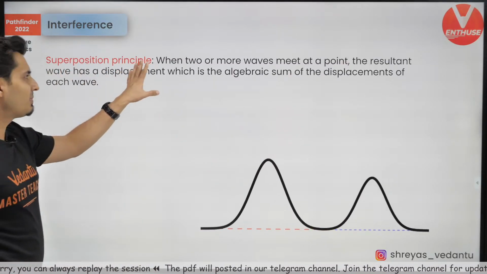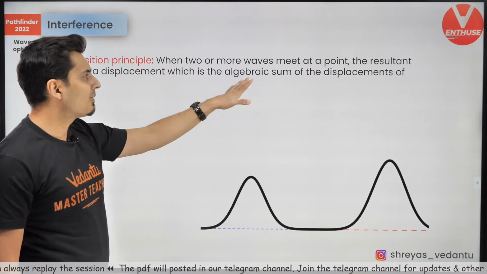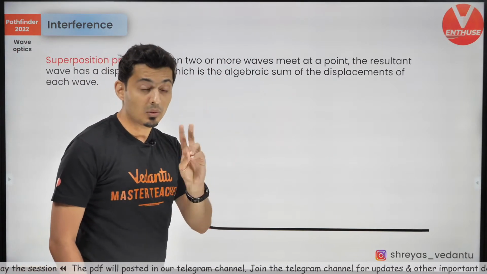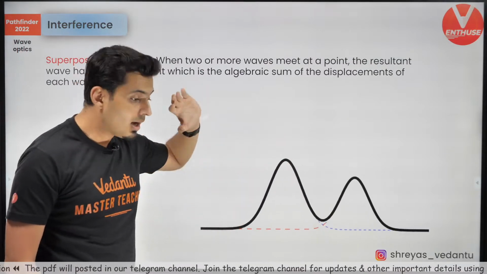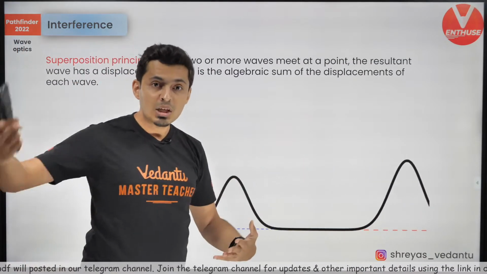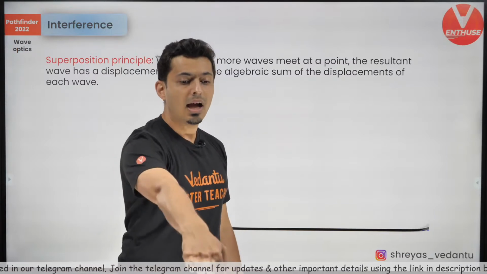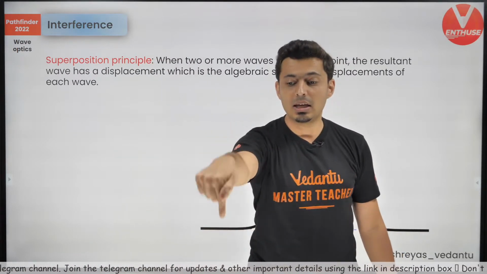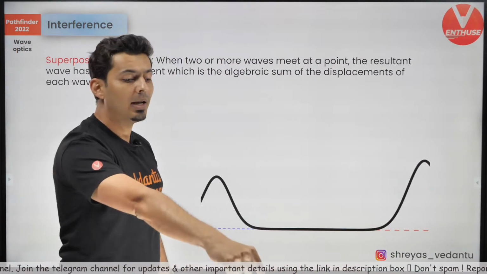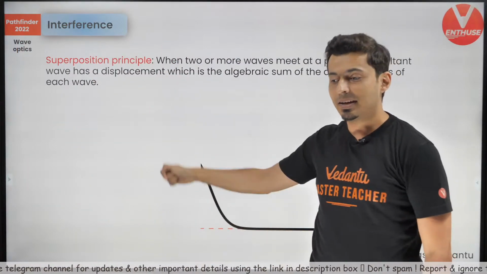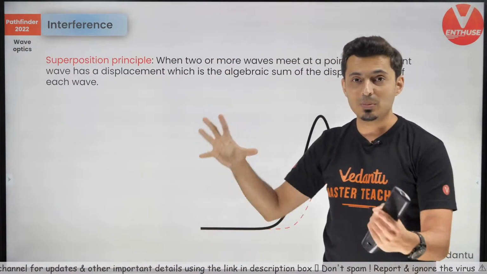So the superposition principle says when two or more waves meet at a point, it's not only for two waves, it can be for 3, 4, hundreds of waves meeting at a point. Each of them will be like, hey, even I want my say. Other wave will be like, even I want my say. Even I want my importance. Every wave will be like, I want my importance to be seen.